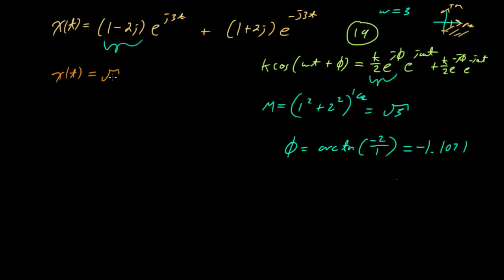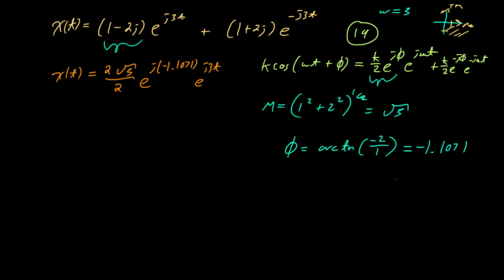to the square root of 5. And even here, I'm going to rewrite this as 2 square roots of 5 divided by 2. I'm just multiplying it by 1 here. 2 square roots of 5 over 2 times e to the j phase, which is minus 1.1071. And then e to the j omega t, which is e to the j 3t.